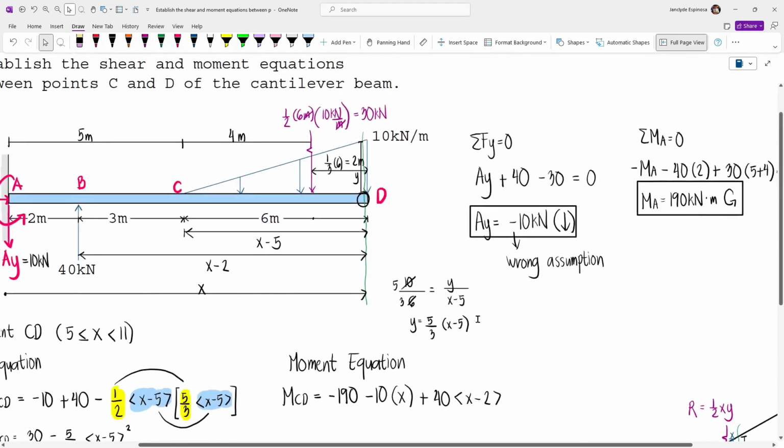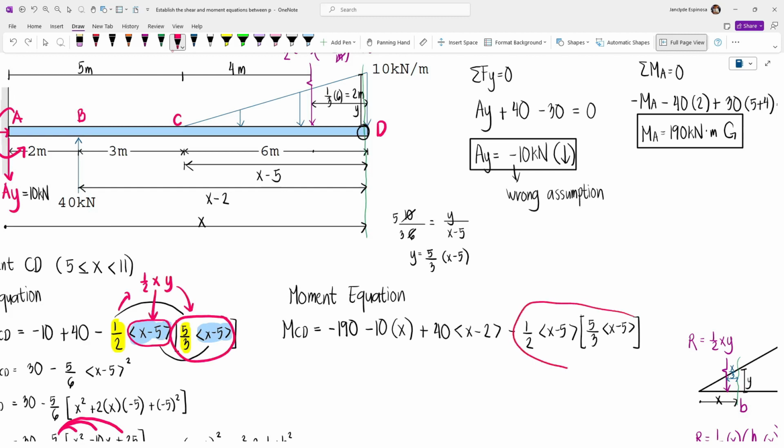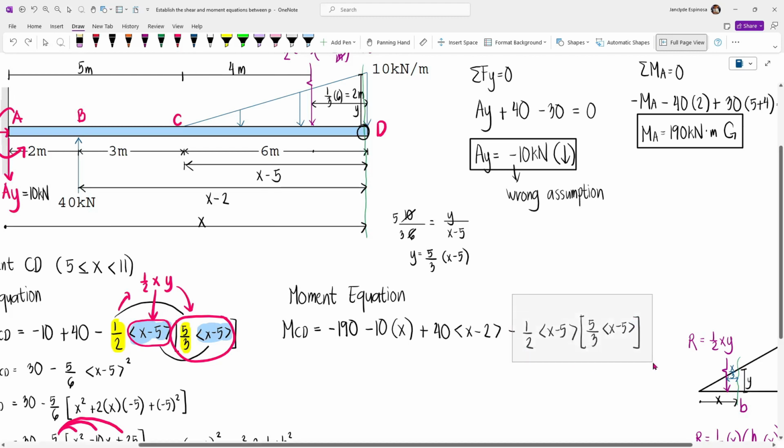Now, for the triangular load, this was actually our force. So we have minus 1/2 times (X minus 5) times 5/3 multiplied by (X minus 5). This came from 1/2 times X times Y, wherein this expression was our Y and this was our base X. And so this is our resultant force, and we're going to multiply this by the moment arm.